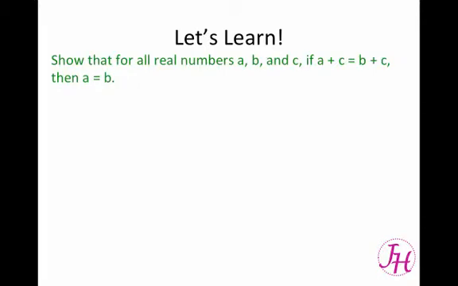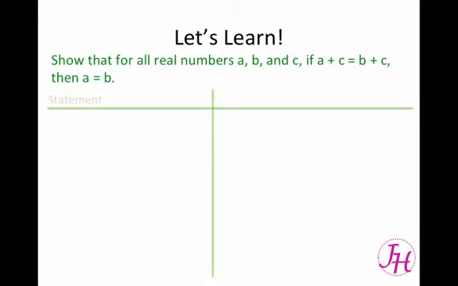Show that for all real numbers a, b, and c, if a plus c equals b plus c, then a equals b. So we want to prove that if a plus c equals b plus c, then a equals b. We're going to do what's called a two-column proof. There are other kinds, but in this class we'll just look at two-column proofs. So here are your two columns. You have your statements on the left and your reasons on the right.